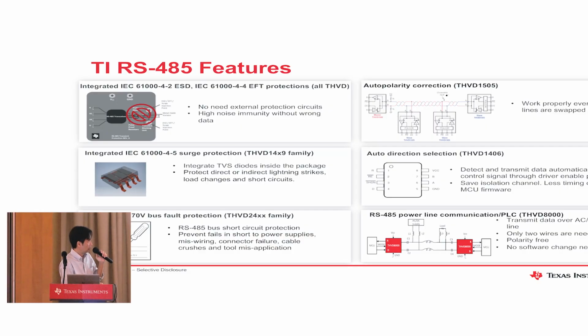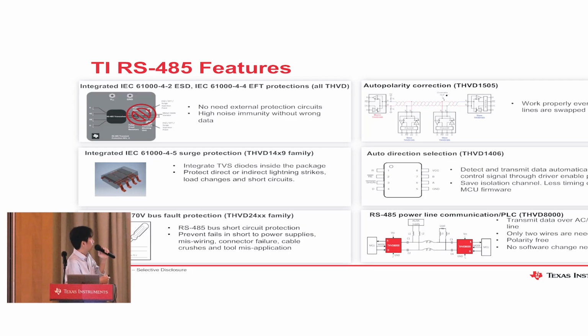As well as, one of the very advanced product lines here is RS-485 power line communication, which you can use to transmit the power and also the data using only 2 wires between the 2 RS-485 devices. Okay, so here also highlights some of the benefits of each feature that TI devices offer. For example, with the integrated ESD or EFT protection device, you don't need to use an external protection circuit.